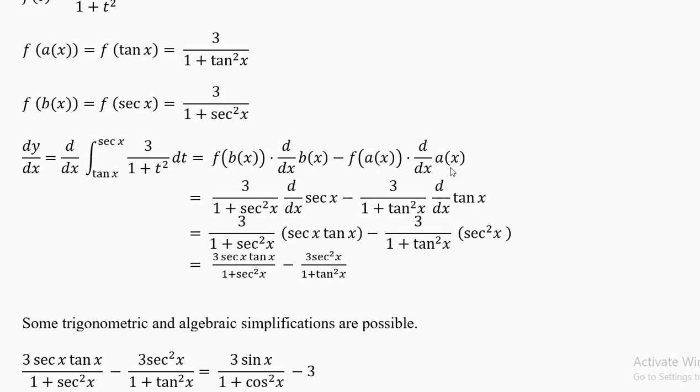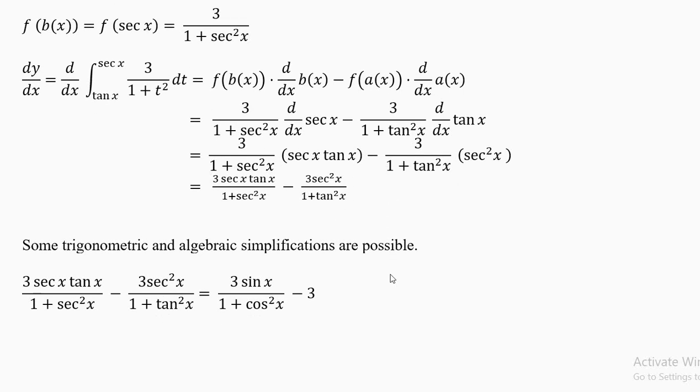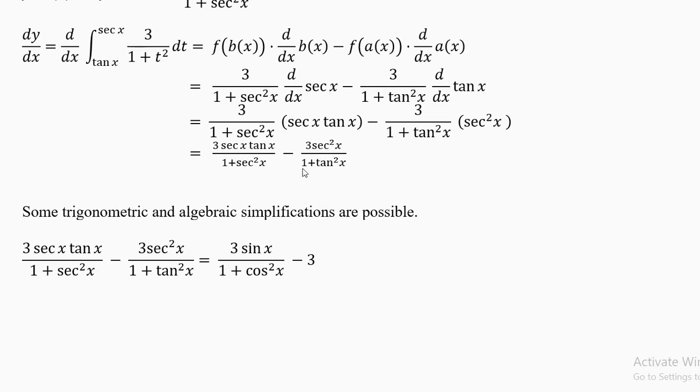Now f of a into derivative of a. F of a is 3 divided by 1 plus tan square x. Derivative of tangent x is secant square x. You will get 3 secant square x divided by 1 plus tan square x. Those of you who remember your trigonometry know that 1 plus tan square is secant square x. Secant square and secant square will cancel here. You will be left with minus 3 here.